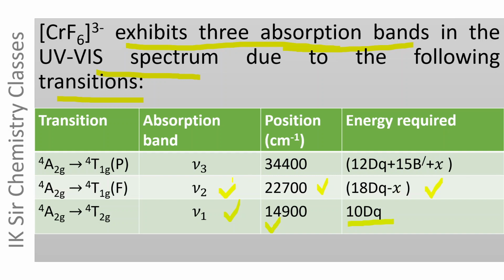And the most energetic transition is quartet A2g to quartet T1g(P). It is denoted by ν3, and it is observed at 34,400 cm⁻¹, and the energy required for this transition is 12 Dq plus 15B' plus x. All these have been illustrated clearly in the previous diagram. You may see the previous diagram for understanding these terms and these transitions.